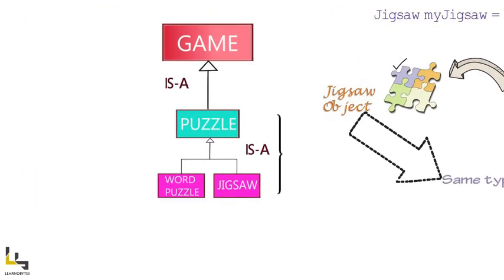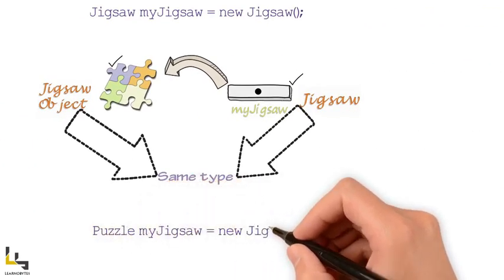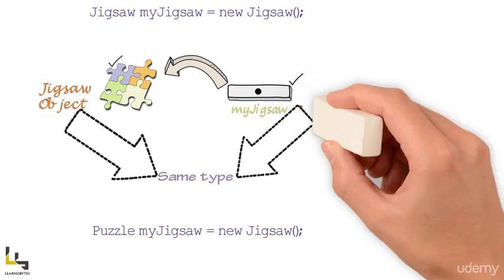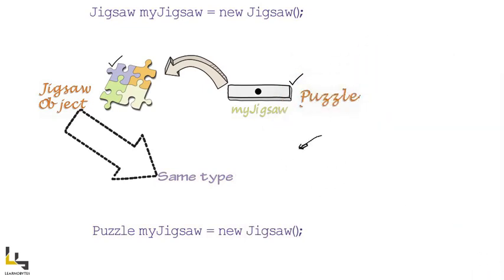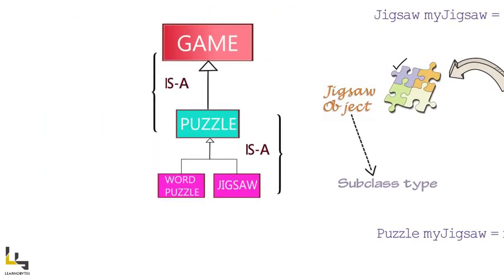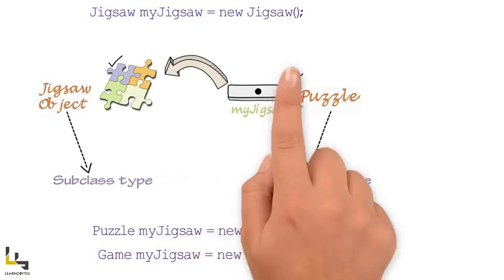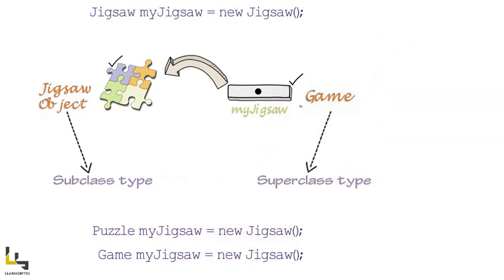But since jigsaw is a puzzle, we can also declare the reference variable in this way, where the reference type is of the superclass puzzle and object type is of the actual object, that is jigsaw. Since puzzle is a game, we can also declare the reference variable in this way, where the reference type is of the parent class game and object type is of the actual object, that is jigsaw.